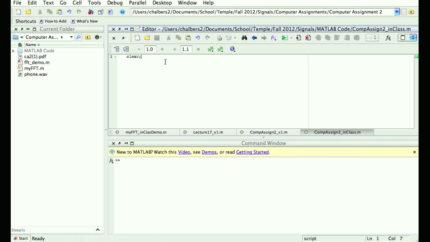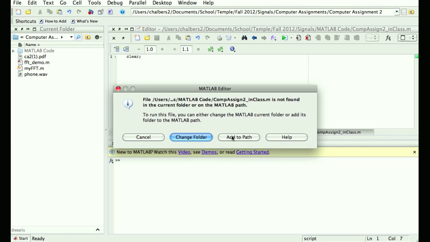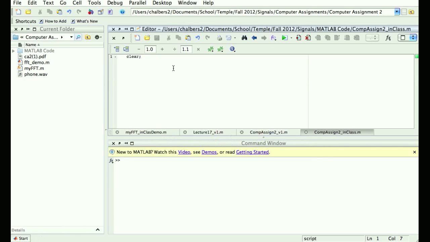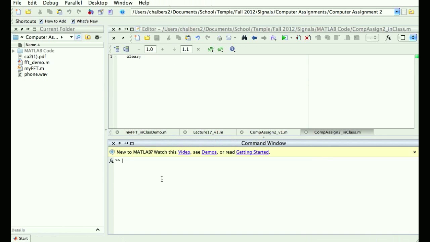Okay, what is it? Is it loaded? Oh, I'm the one that's, okay. All right, let's see here. Let's see. Clear. So we are going to say load, X comma fs equals.